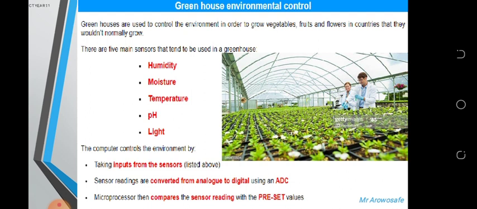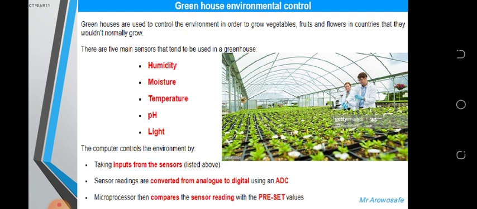So now the light sensor. We all know the function of this light sensor is to determine the ventilation of a particular place, to determine the darkness and light of a particular place.